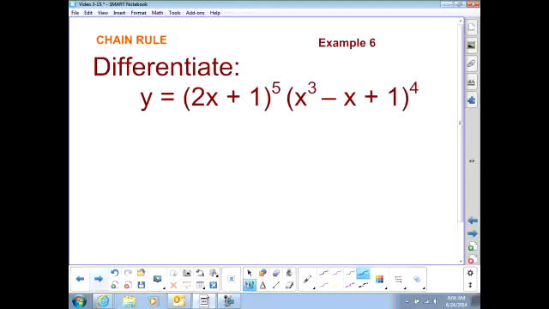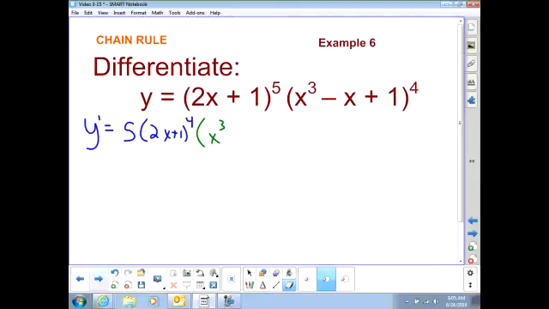So we've got a product rule going on here. So we'll do derivative of the first. So you've got 5 times 2x plus 1 raised to the 4th times the regular of the second, which would be x cubed. Oops, actually, hold on. We still got to do times derivative of the inside, which would be 2.